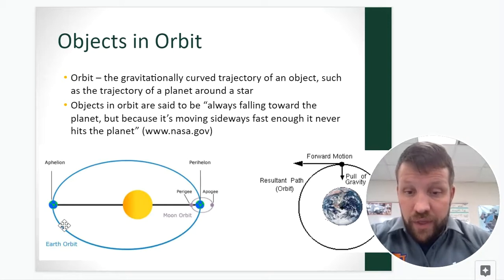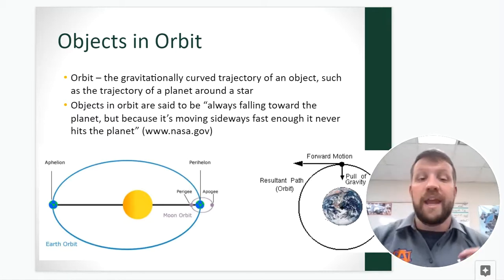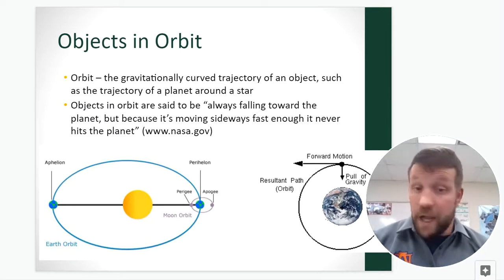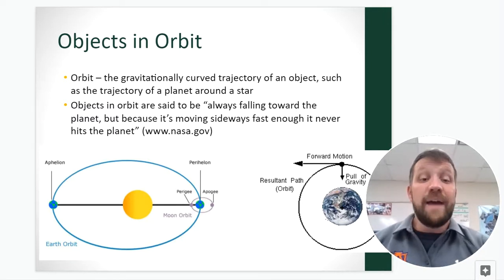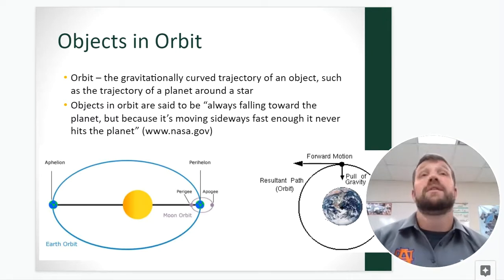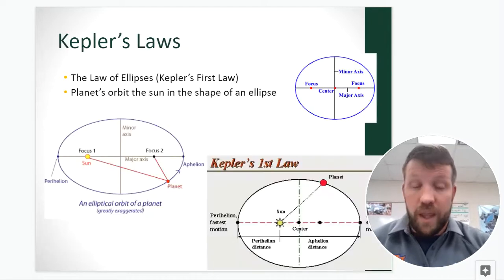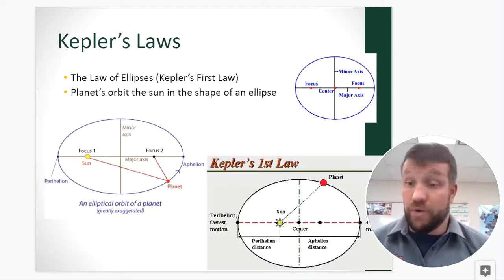Same thing for the Earth as it goes around the sun. Okay? So again, these objects, satellites, objects in orbit, are always falling toward a planet, but they never actually hit it because they're moving sideways fast enough that keeps them in the orbit that they're in. Kepler's laws help describe a lot of this.